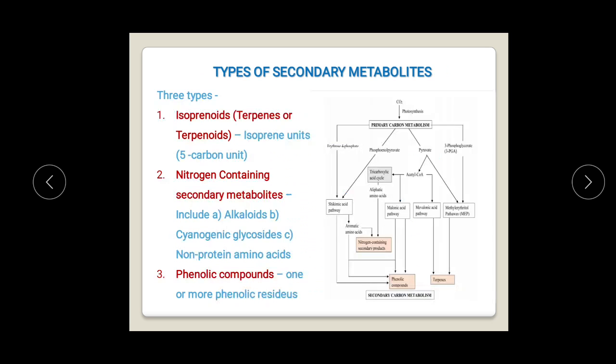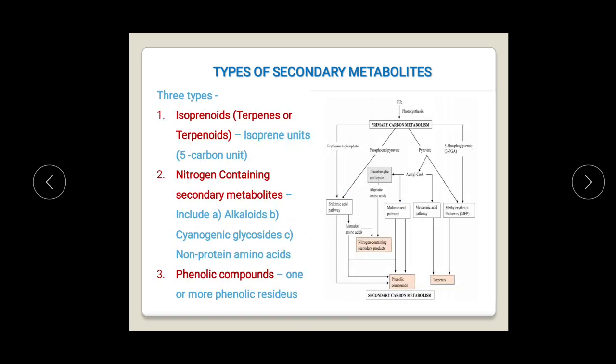Then moving to the types of secondary metabolites, this point we have also seen in SYBSc, where we have seen that the secondary metabolites are highly numerous in number, and they are very chemically diverse in nature. These secondary metabolites belong to three types. First type is the isoprenoids. These isoprenoids are also called terpenes or terpenoids.